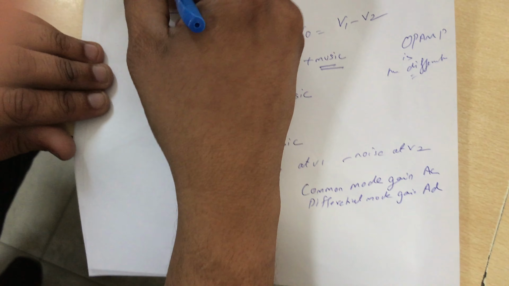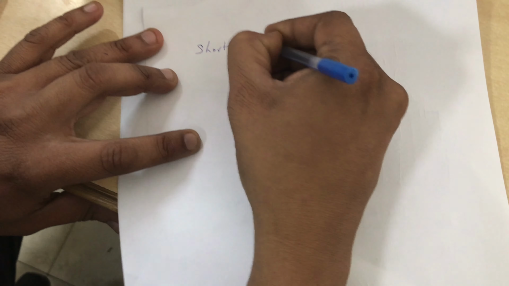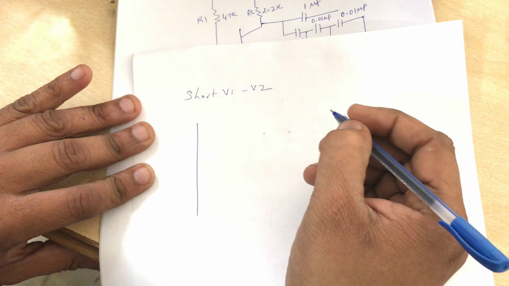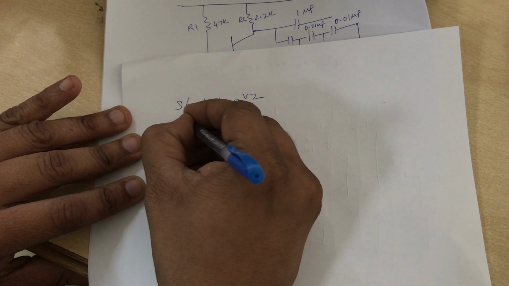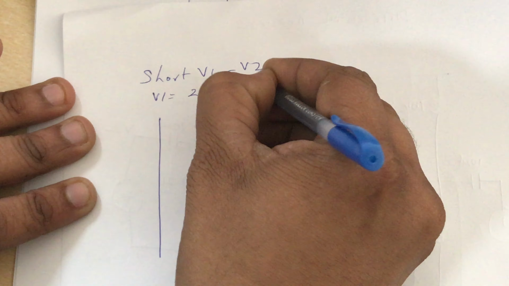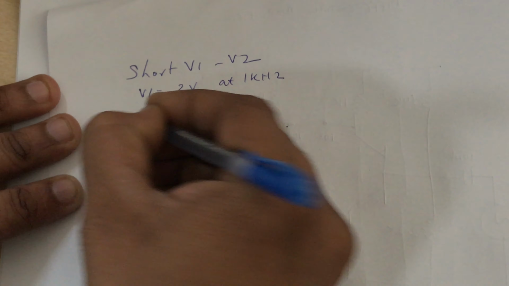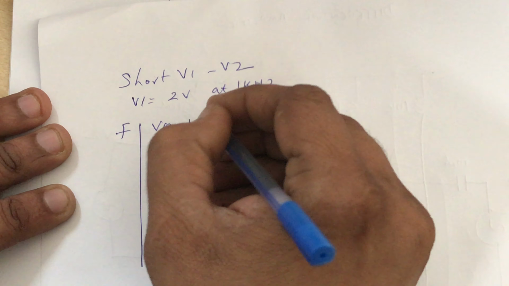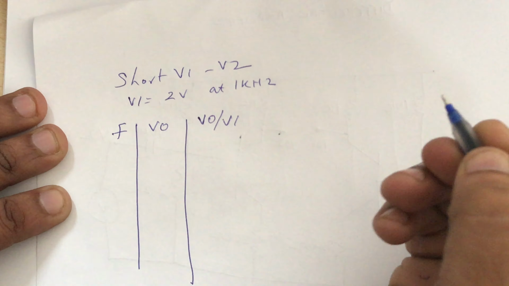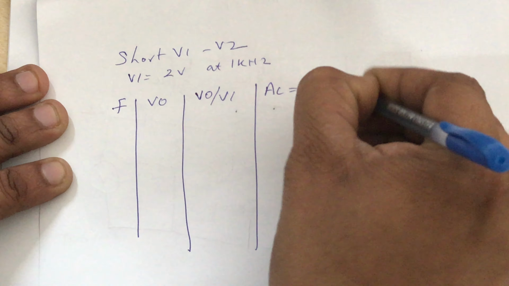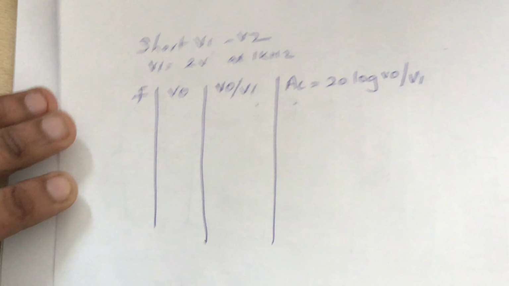For that, we're going to short V1 and V2 and perform the same experiment as we did for the common emitter amplifier. We fix V1, for example at 2 volts and 1 kilohertz, vary the frequency, and find V0 and V0 by Vi or V1. Then we find the common mode gain as 20 log V0 by V1 or Vi.